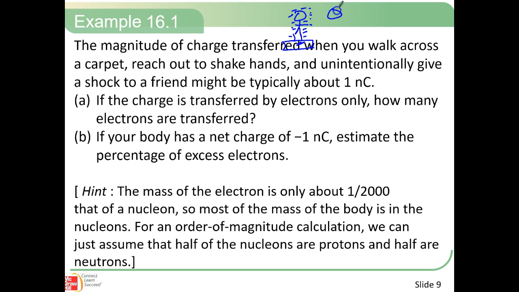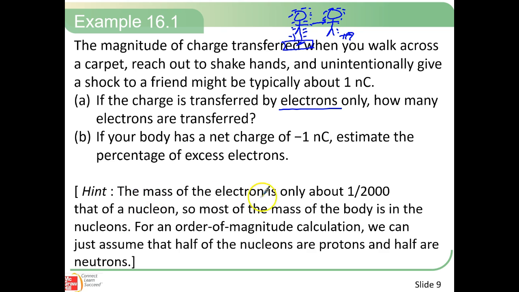You reach out to shake hands with somebody else, and when you do that, you discharge. So you send that charge towards them, and then that charge will end up going down into the ground. It says if the charge is transferred by electrons only, so that's a hint, how many electrons are transferred, and if your body has a net charge of -1 nanocoulombs, estimate the percentage excess of electrons.